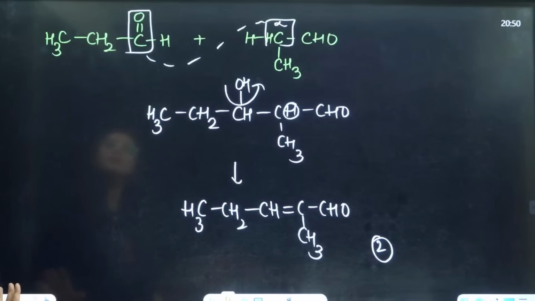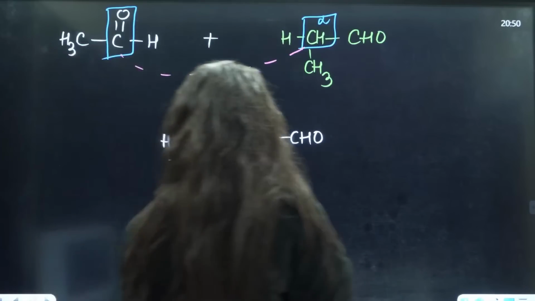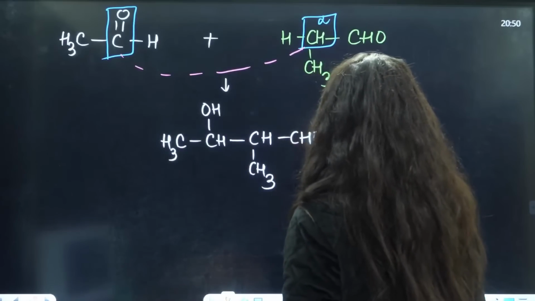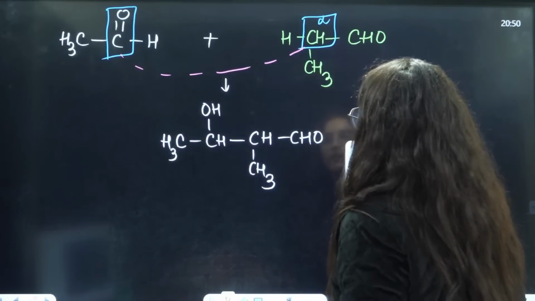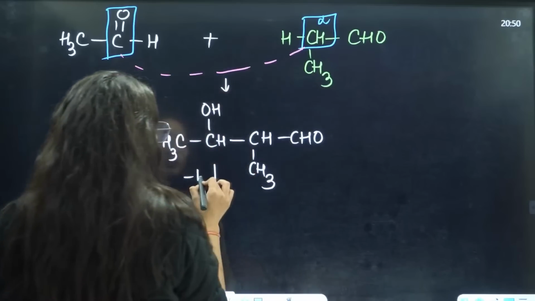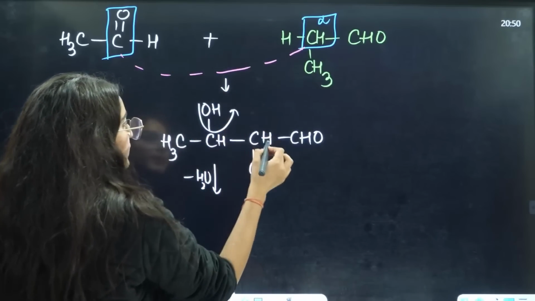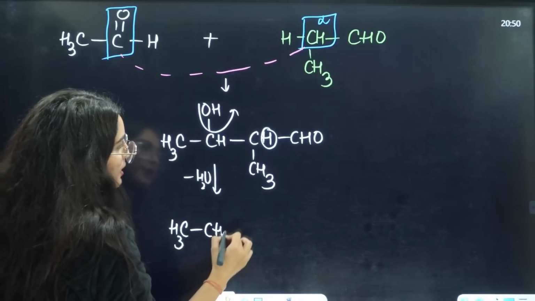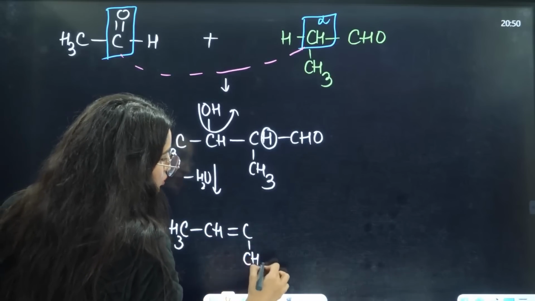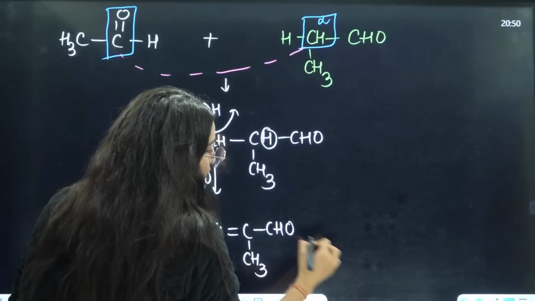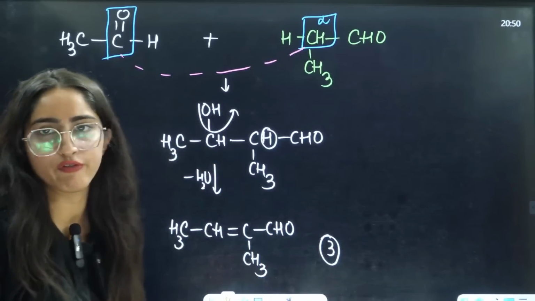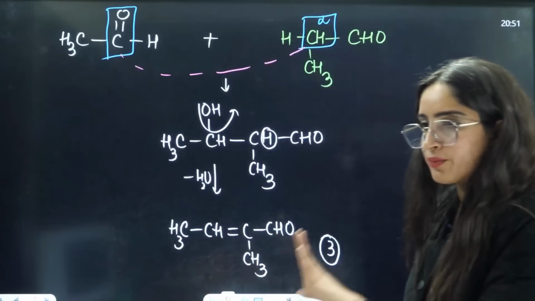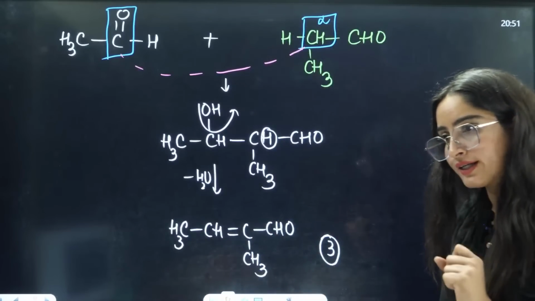Here also I made... okay. So this is the third answer that I'll get, right? After this it will lose water, and this OH will be eliminated, H will be eliminated. You will have CH3, CH double bond, C-CH3, CHO. This is the third product that will be formed here. Got it? Yes.